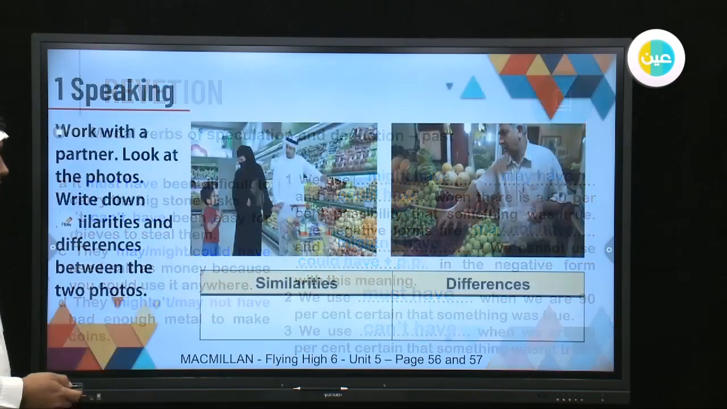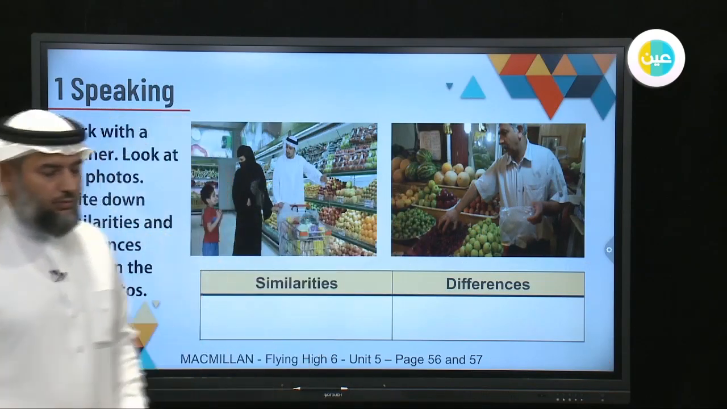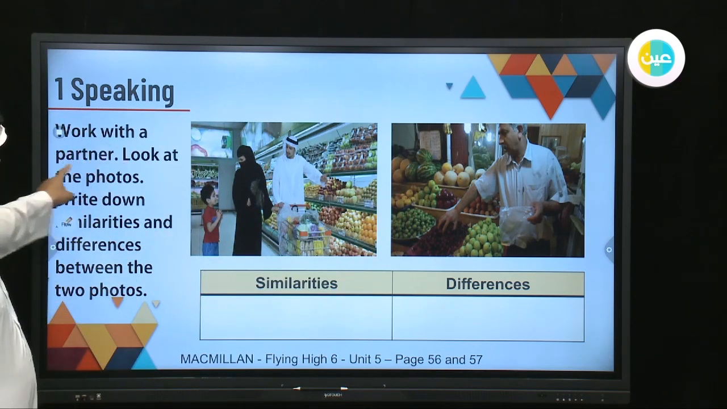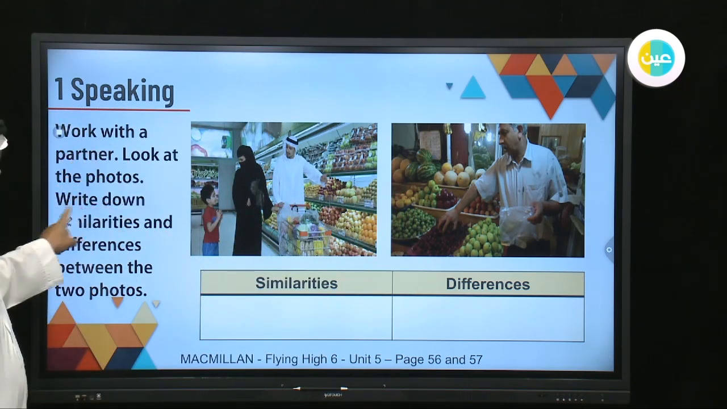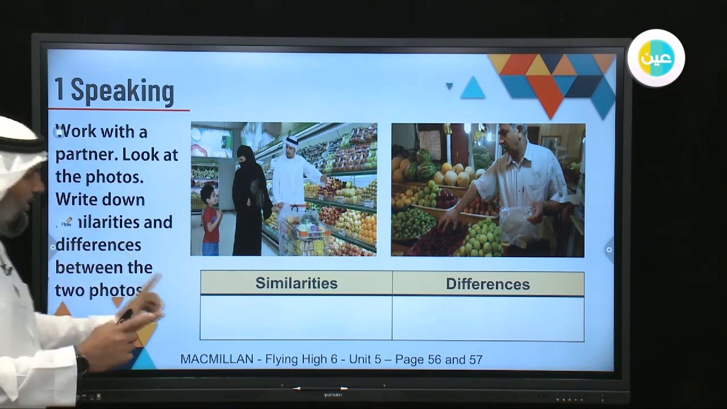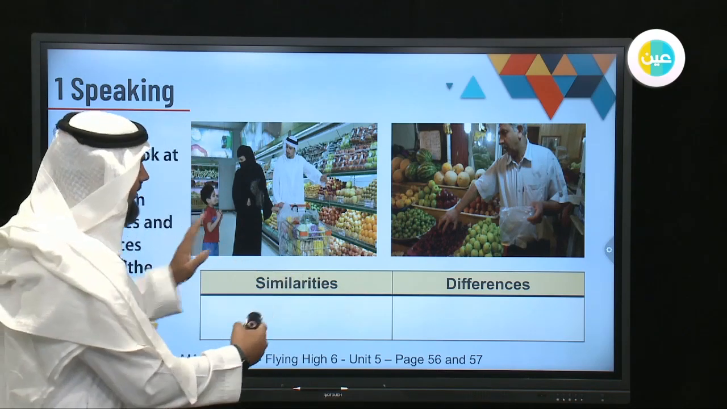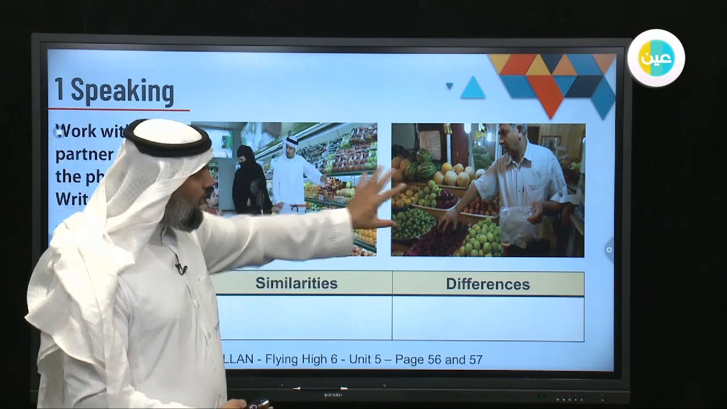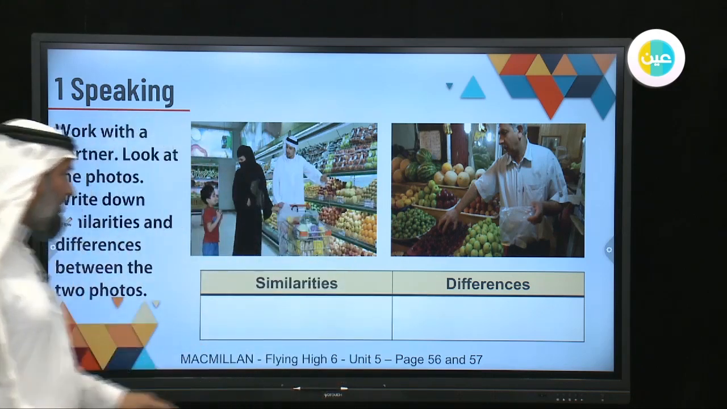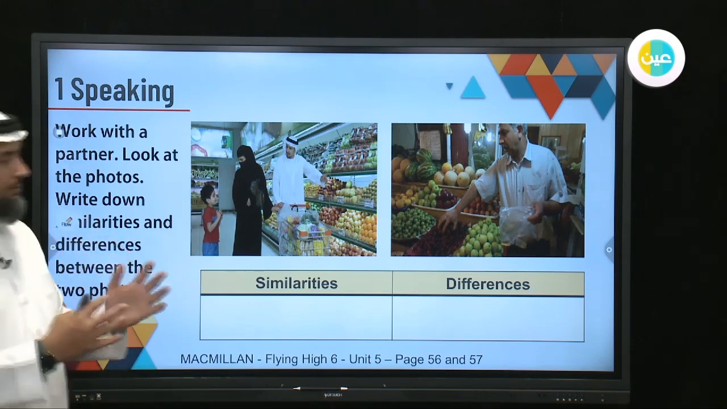So, now look at these two pictures. We have 1 and 2. What do you think are the differences between them? Okay, work with a partner. Look at these two pictures. Write two similarities, something that's common between them, and the differences. Okay. What are the differences? What are the similarities between them?